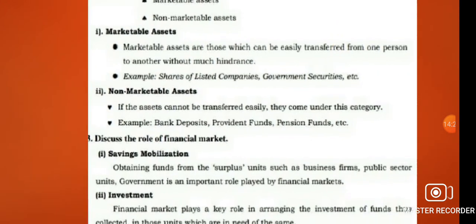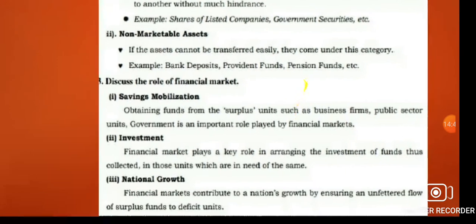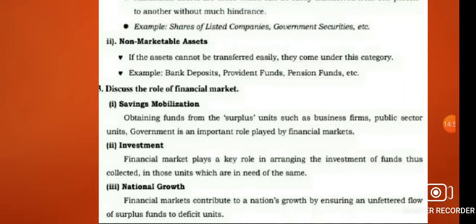Then next, discuss the role of financial market. The first one, savings mobilization. Obtaining funds from the surplus units such as business firms, public sector units, government is an important role played by financial market. Then second one, investment. Financial market plays a key role in arranging the investment of funds thus collected in those units which are in need of the same.